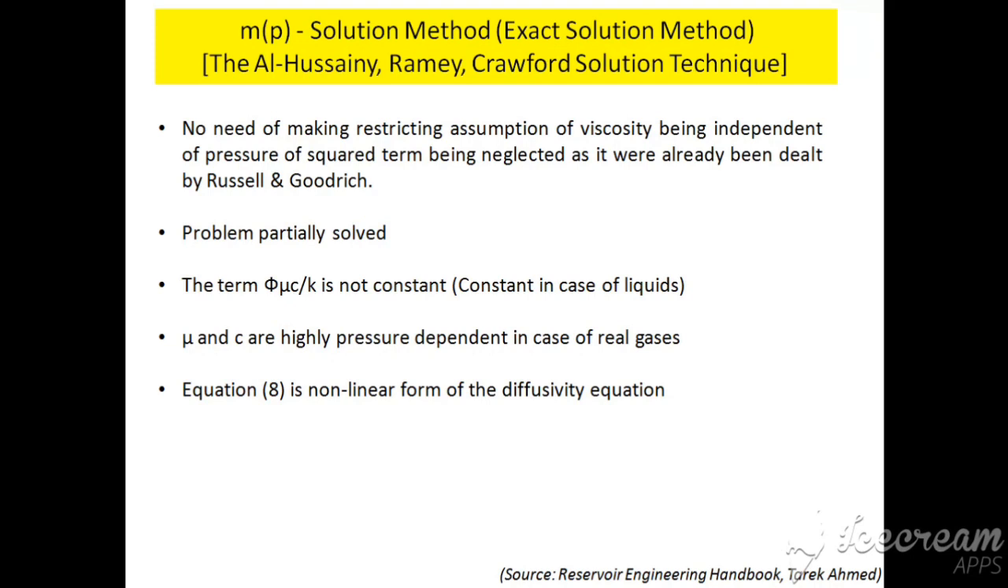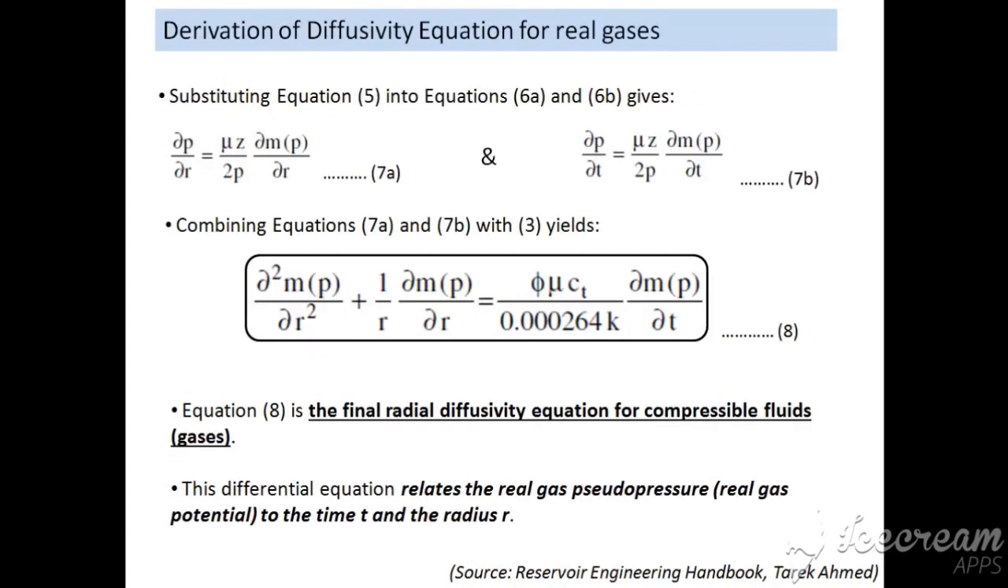There were other reservoir engineers who tried to solve this equation for real gases, Russell and Goodrich. What they did was remove the viscosity's dependence on pressure, which made the problem easier for Al-Hussainy, Ramey and Crawford. So the problem was initially partially solved, and the term phi mu c by k is not constant for gases, as we all know that mu and c will be dependent on pressure. So equation 8 is the non-linear form of the diffusivity equation. This is equation number 8.